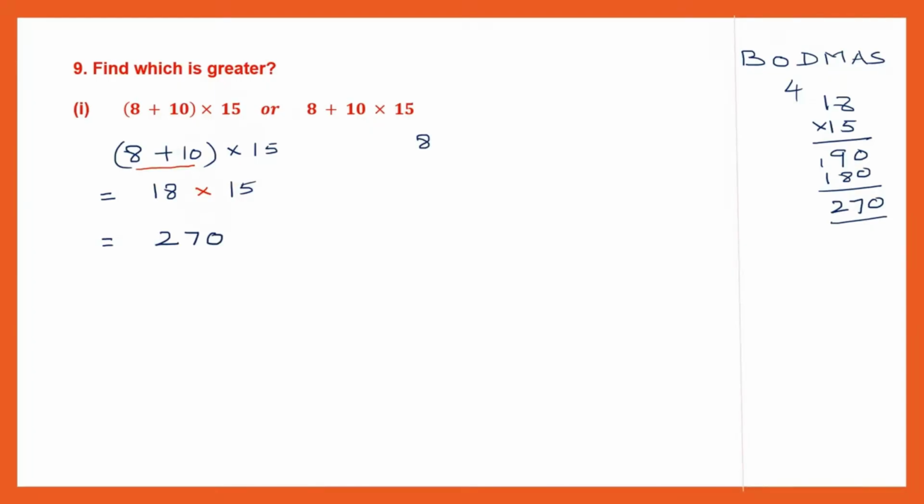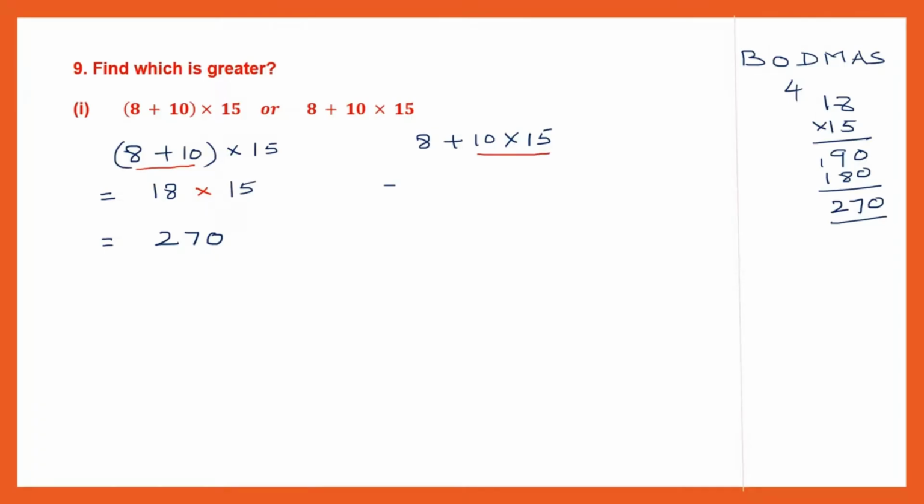We have 8 plus 10 into 15. Now here also we have two operations. We have addition and multiplication. And according to BODMAS, which one should we do first? Is it addition or multiplication? If you look at this, multiplication comes before addition. So first work out multiplication. So that means we have to work out 10 into 15.